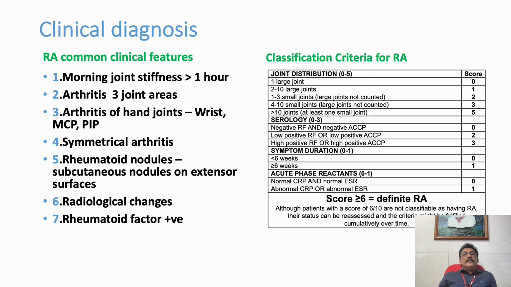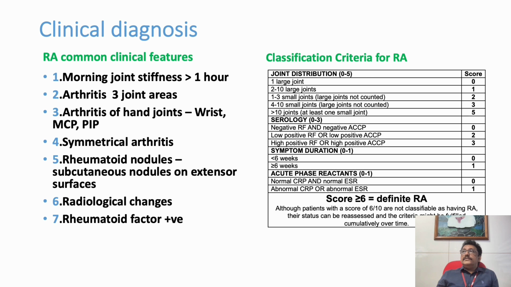If you see the clinical features of rheumatoid arthritis, they are very, very classical. They all present with early morning stiffness. Most of these patients will have difficulty in bending or moving the upper limb joints, mainly the finger joints. Early morning stiffness may last for 45 minutes to 1 hour.